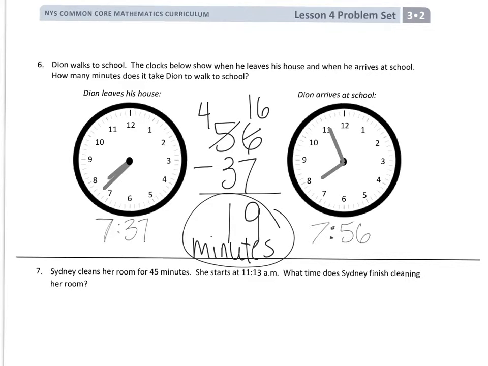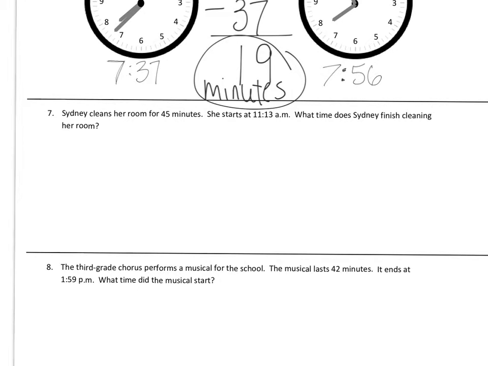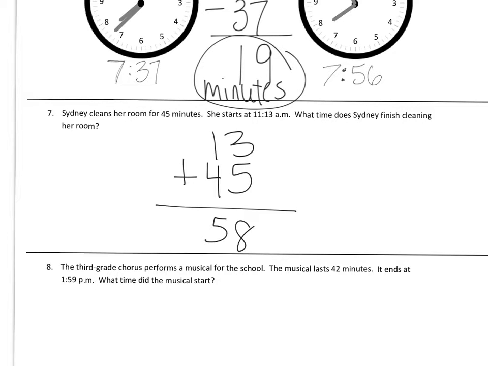We're going to use that subtraction or maybe addition strategy to do the next two problems as well. Sydney cleans her room for 45 minutes. She starts at 11:13 a.m. What time does Sydney finish cleaning her room? Well, if she starts at 13 minutes and we're adding 45 more because it takes her that long to clean, then I'm going to do an addition problem. And it doesn't matter what number goes on top for addition, because like multiplication, I can flip-flop my numbers. 3 plus 5 is 8. 1 plus 4 is 5.